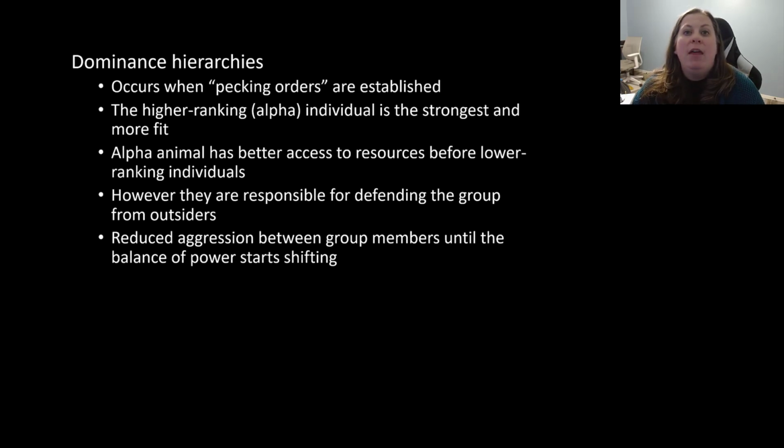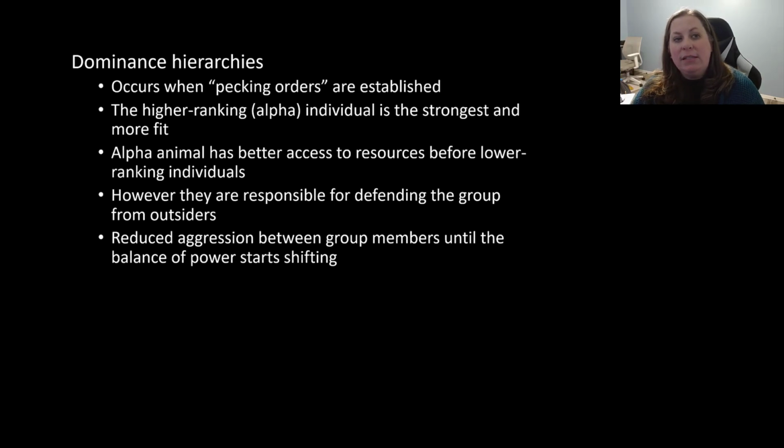The next type of behavior is dominance hierarchies. These occur when there's a pecking order that has become established. Now, when this occurs, we have a higher ranking individual that's normally termed the alpha, that's considered the strongest and the most fit within the group. Now, being the alpha sounds great because you get better access to resources, you get to have first choice of the food and the mates and the shelter and all of that stuff compared to the lower individuals. The problem though is you're then responsible also for defending the whole group. So when an outsider comes in, you're the one that has to go out and defend the group, put your life at risk. They've been willing to give you the better resources so that you can then better protect them.